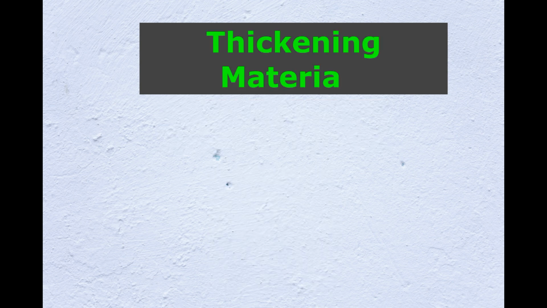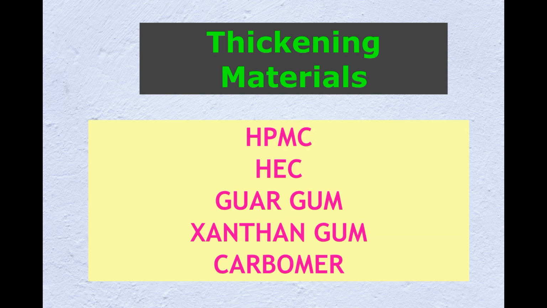Next, thickening materials. Many thickening materials are available: HPMC, hydroxypropyl methyl cellulose, HEC, hydroxyethyl cellulose, guar gum, xanthan gum, carbomer, and so on. We can use any material depending upon the cleaning product, and for each and every material we have to follow the specific method, otherwise we cannot get the desired consistency.